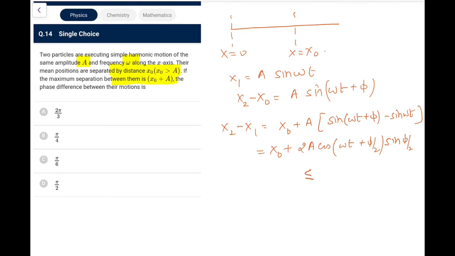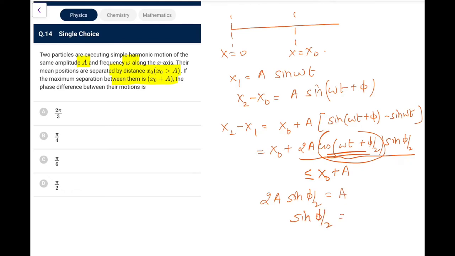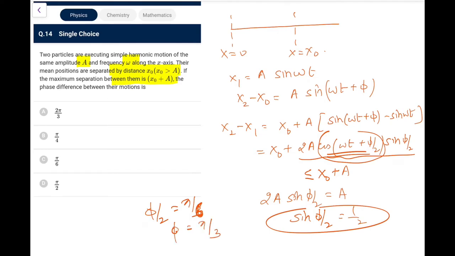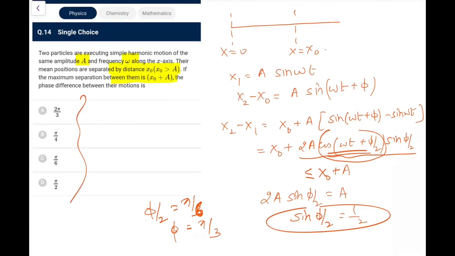This is given to be less than or equal to x0 plus a. In the limiting case, this is a time varying term, so its maximum value can be 1. So in the limiting case, I can write 2a sin phi by 2 would be equal to a, comparing it. So sin phi by 2 becomes half. We know sin theta becomes half at 30 degrees. So phi by 2 is pi by 6, 30 degrees. So phi is going to be pi by 3. That is what I can write out. As for me, none of the options is correct. I'll leave it. For me, the answer should be pi by 3.